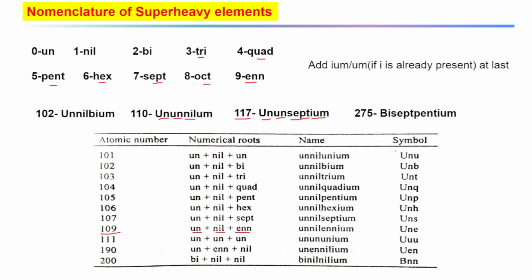And the symbol will actually take the first letter of each numerical root. For example, for atomic number 200, binilnilium, in bi the first letter is B, and in nil the first letter is N, so it will be B and N. Similarly, in case of 109, unnilenium, it will be U N E, the first letters of these roots. So this is how you do the nomenclature of superheavy elements. You don't have to assign any name; you can just simply call it by its atomic number.